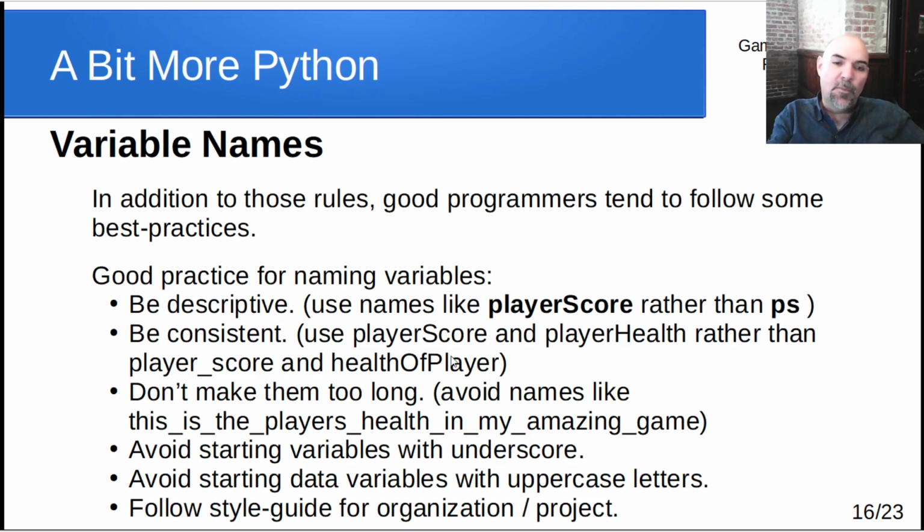So in other words, you probably want to use playerScore, and this is called camel case, where you run the words together but capitalize the beginning of the second one. So playerScore and playerHealth. That's probably better than using player_score and healthOfPlayer and player_level. So you want to be consistent. That way you know, okay, this is the player score, that's player score. What's their health? Player health. What's their level? Player level. What's their ammunition? Player ammunition.